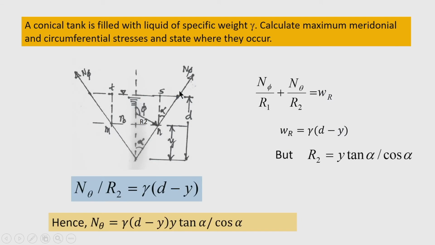Now, let us consider the third problem. A conical tank is filled with liquid of specific weight gamma. Calculate the maximum meridional and circumferential stresses and state where they occur. Okay. A conical tank is common in many cases.